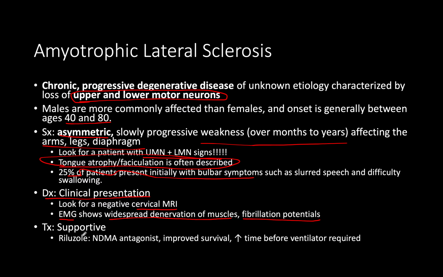The treatment here is really going to be supportive, although recently, in the books, they've been describing this drug called riluzole. This is an NMDA antagonist, and so far it's been shown to improve survival in these patients with ALS and increase the time before the ventilator is required. Okay, and so that is really the goal in treatment of patients with ALS, is to keep them off the ventilator. Respiratory failure is going to be the most common cause of death in patients with ALS, and so that's really going to be the goal, is to keep them off the ventilator.